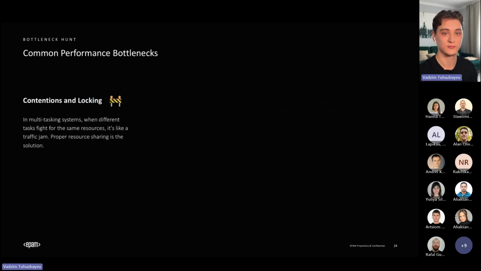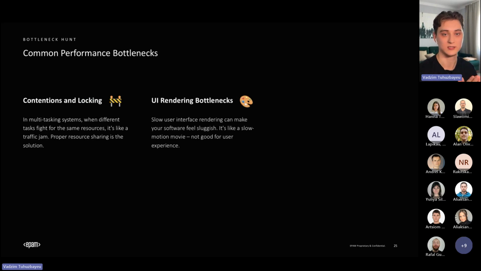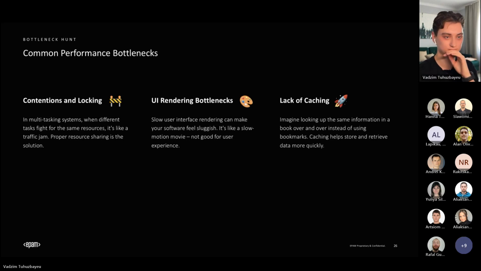And the last three: contention and locking is when tasks fight for the same resources. UI rendering bottlenecks is when your software's buttons and menus move slowly. And finally, the last one is lack of caching. Lack of caching is like reading the same book over and over without a bookmark. Caching is like those bookmarks. It helps your system store and find information faster.